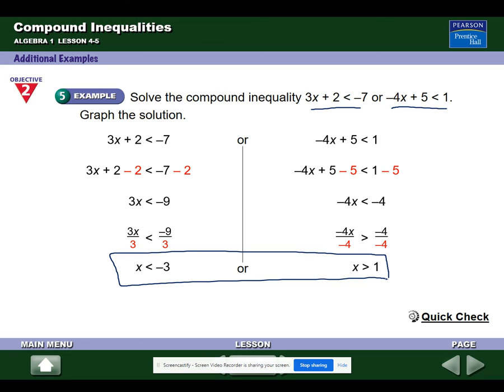And then we can graph that. It's an or situation. That means that the arrows are going to be going away from each other. Your number line should look like theirs. Okay, that's all.